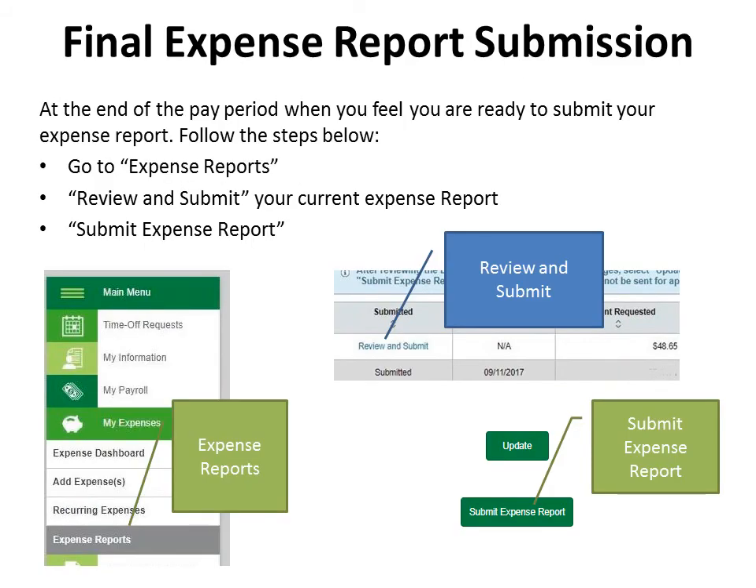So this is a brief overview for your final submission of your report. You go to the expense report tab. It'll pull up the expense report screen. You want to review and submit it. If you're confident that everything is right, you've double checked it with your PDF file, then go to the bottom and click submit expense report, and that sends it to your manager for approval.